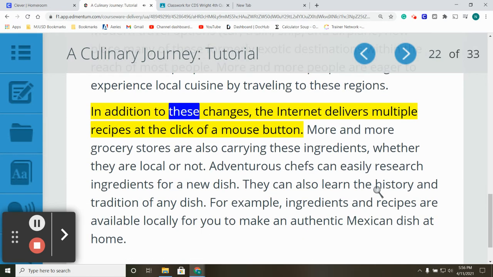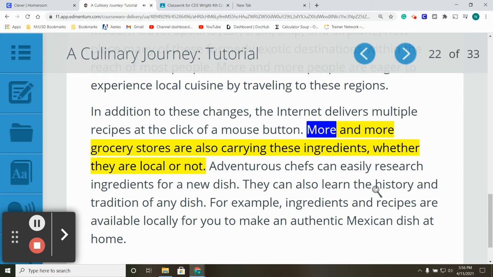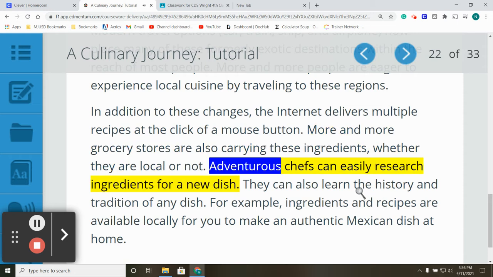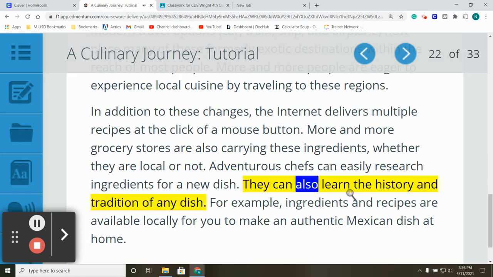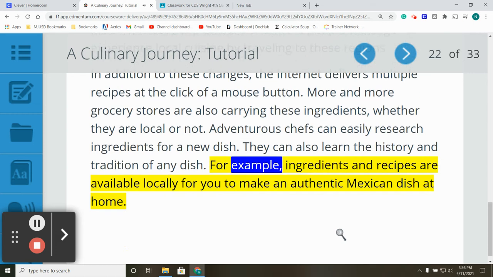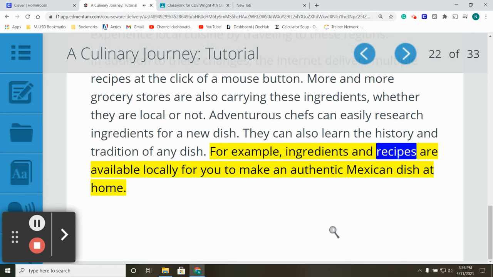In addition to these changes, the internet delivers multiple recipes at the click of a mouse button. More and more grocery stores are also carrying these ingredients, whether they are local or not. Adventurous chefs can easily research ingredients for a new dish. They can also learn the history and tradition of any dish. For example, ingredients and recipes are available locally for you to make an authentic Mexican dish at home.